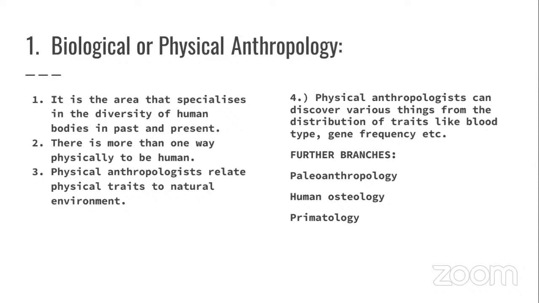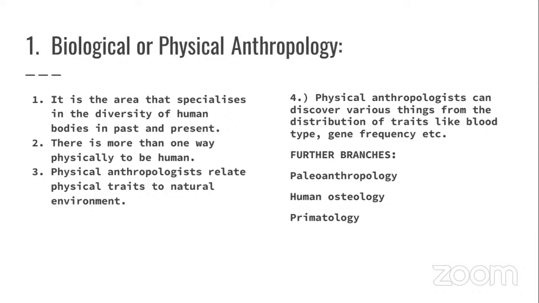Now, there are further branches that are related to biological or physical anthropology. One is paleoanthropology, others are human osteology and primatology. These are very small sub-branches and they are not as important, but we are going to study them briefly. So, paleoanthropology uses a variety of scientific techniques to date, classify and compare fossilized bones to determine the links between modern humans and their biological ancestors.